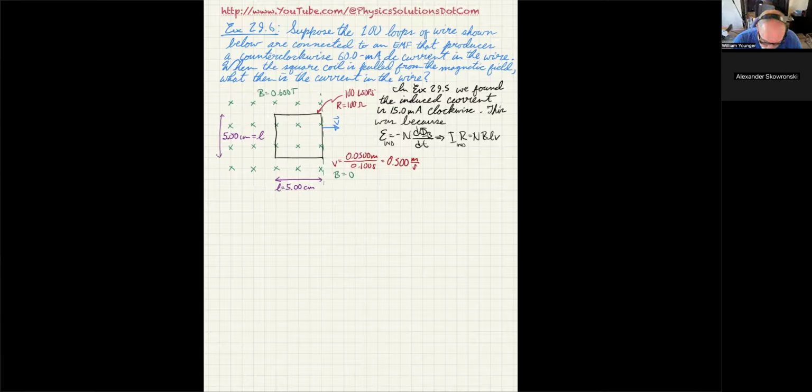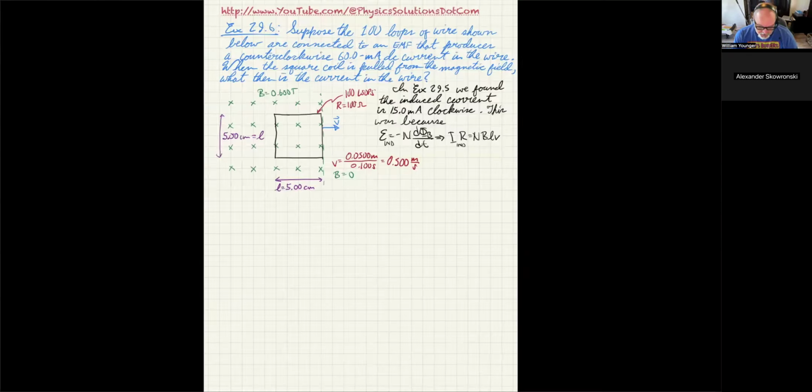In this example 29.6, which is a continuance of 29.5, which is the last example we worked last time, it says, suppose 100 loops of wire shown below are connected to an EMF that produces a counterclockwise 60.0 milliamp DC current in the wire. When the square coil is pulled from the magnetic field, what then is the current in the wire?